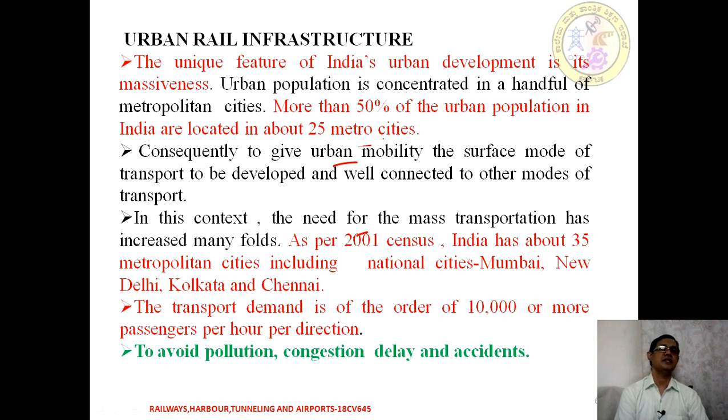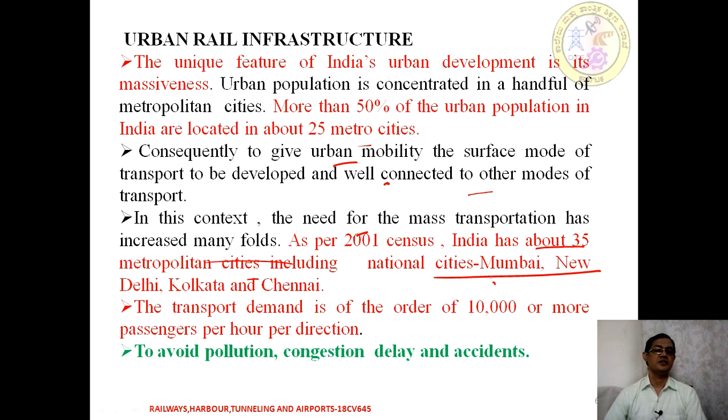As the population increases, it requires more demand for transport, more transport in the form of quicker and cheaper modes. Hence, rails are always better compared to the road system or other modes of transport. Consequently, we need to develop such modes as I explained. As per the 2001 census, India has about 35 metropolitan cities, including all 4 existing national metros: Mumbai, New Delhi, Calcutta and Chennai.